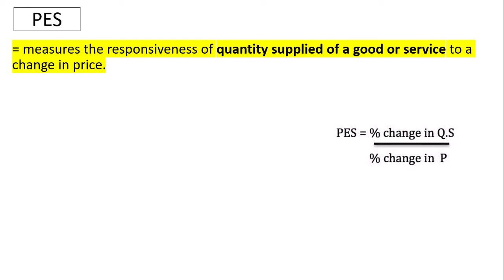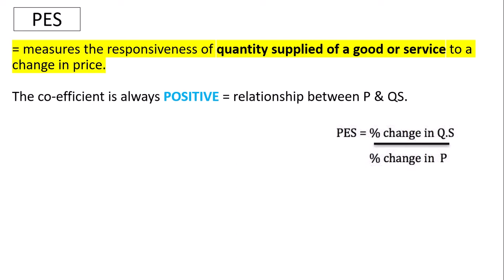Next question, what is PES always? So you should know that PES is always positive. The coefficient, the answer to the formula, should always be positive because of the positive relationship between price and quantity supplied, which we've looked at in a previous tutorial.